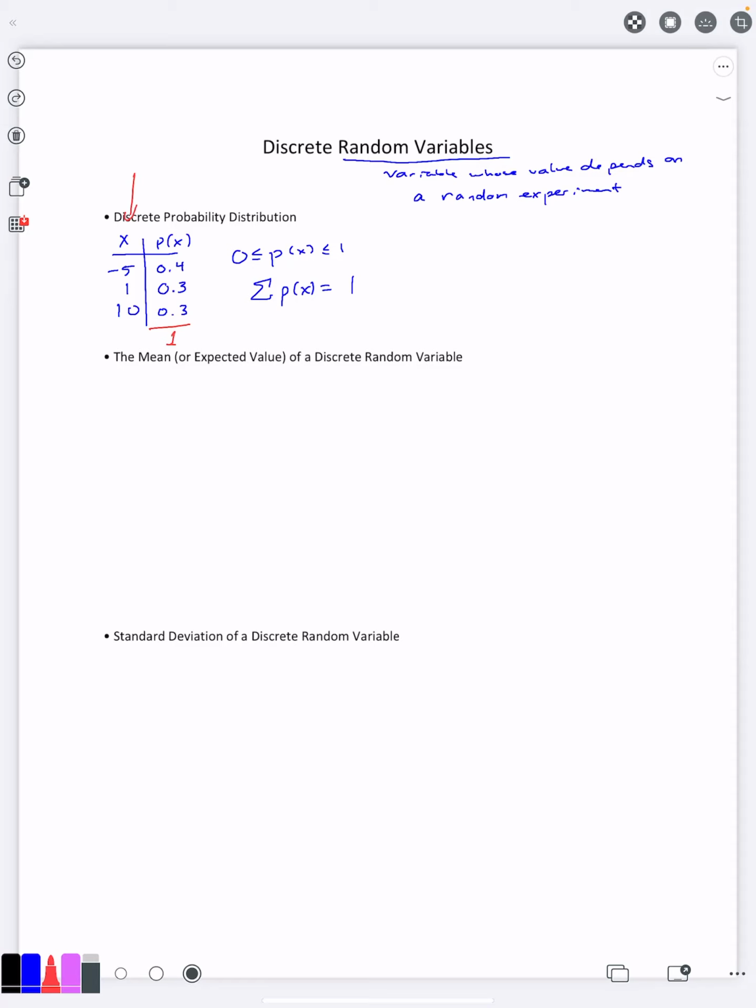So keep that in mind. I've seen a lot of confusion in the past over that. You're adding the probabilities and getting 1. You are not adding the values. In fact, you are never going to add just the values here, the negative 5 plus 1 plus 10. Don't ever do that. There will never be any circumstance where you're just going to add those x values there. You will occasionally add the probabilities.